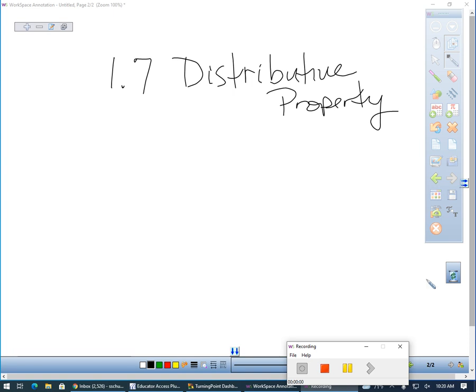Yes, thank you, Corbin. All right, today's distributive property. Now, I know you guys know this. We've discussed this property already.